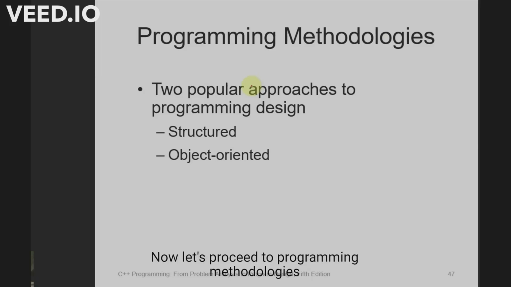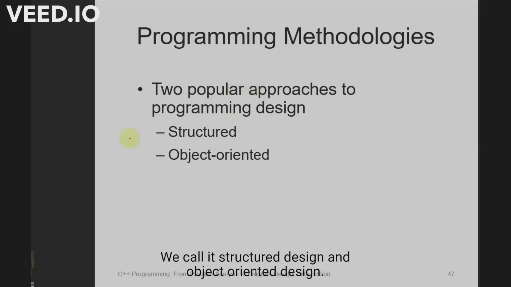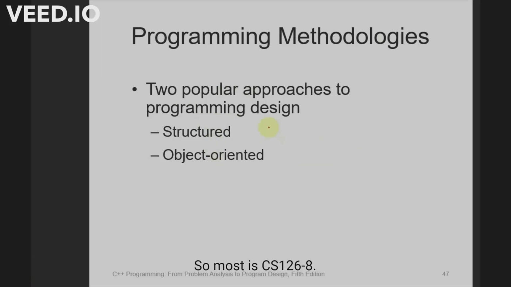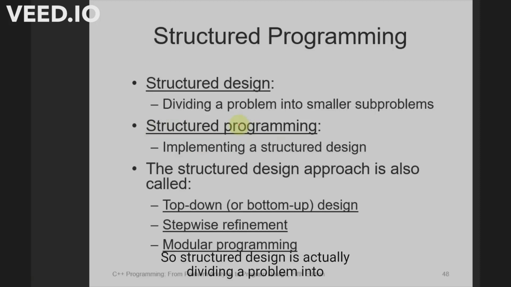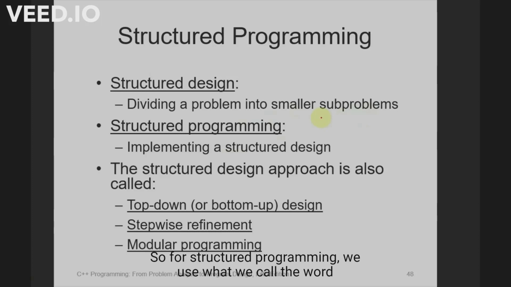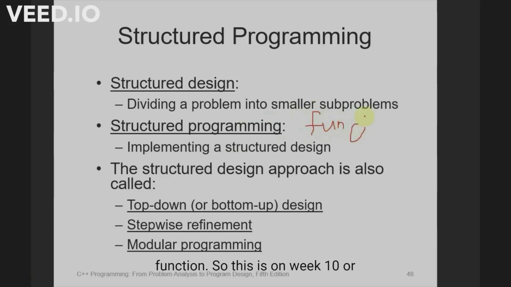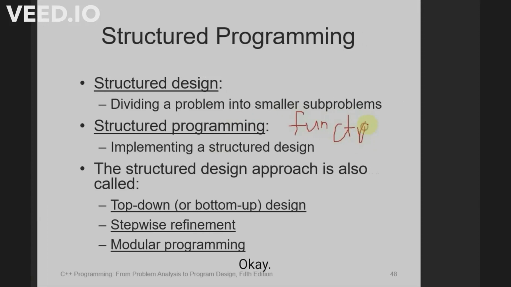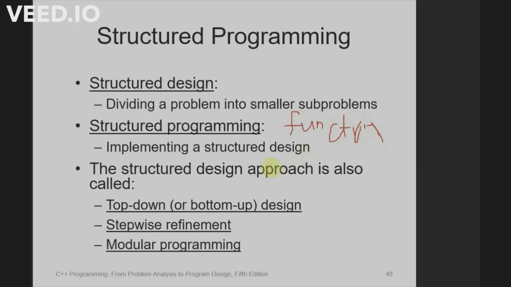Now, let's proceed to programming methodologies. There are two popular approaches to program design. We call it structured design and object-oriented design. Mostly CS126-8 will use structured design. Structured design is actually dividing a problem into smaller subproblems. For structured programming, we use what we call functions. This is on week 9 or week 10, user-defined function, which implements a structured design.